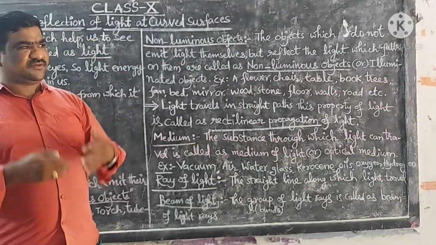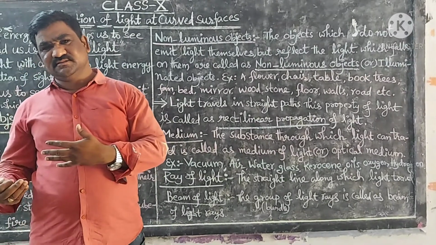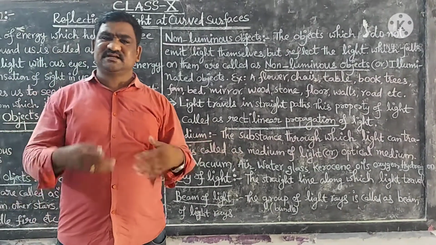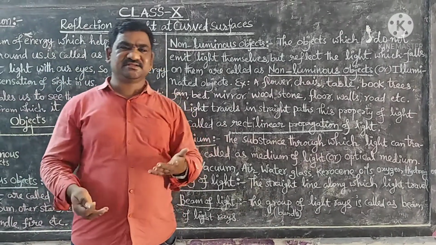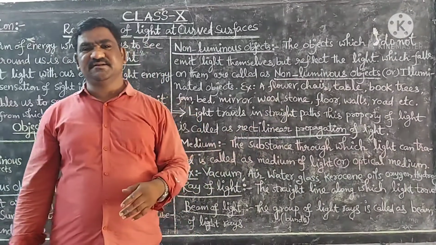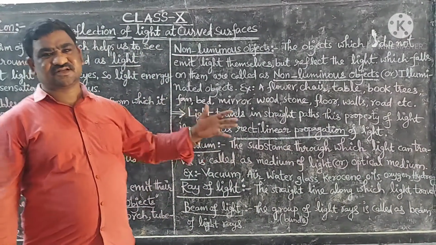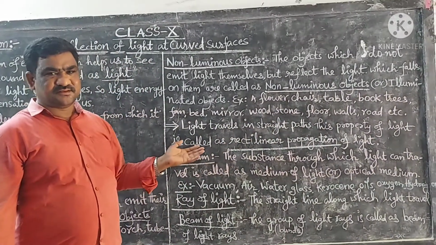Suppose light is emitted from a source of light, the light can travel in different directions, but in any direction light travels along a straight line. So that straight line along which light travels is called a ray of light.